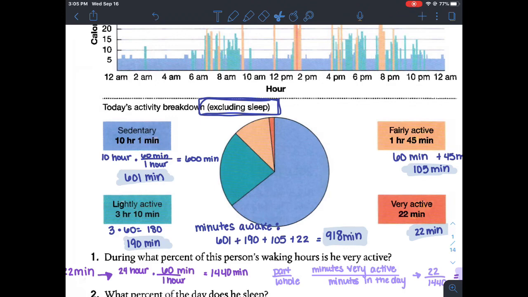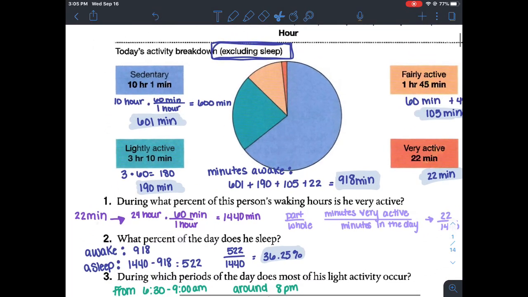So for 10 hours and 1 minute, you were sedentary. So you were kind of just sitting, sleeping, not really moving at all. 3 hours, 10 minutes, you were lightly active. Maybe you were just walking around, fairly active for an hour and 45 minutes. So not strenuous activity. And then very active for 22 minutes. This is like really getting your heart rate going. You're probably exercising at a sports practice, something of the sort.